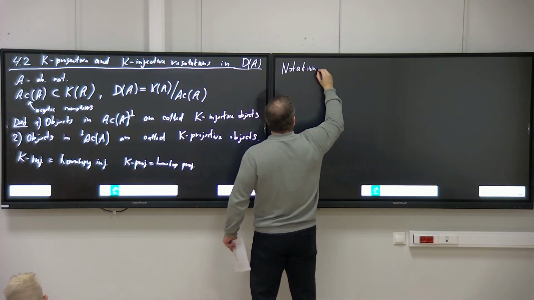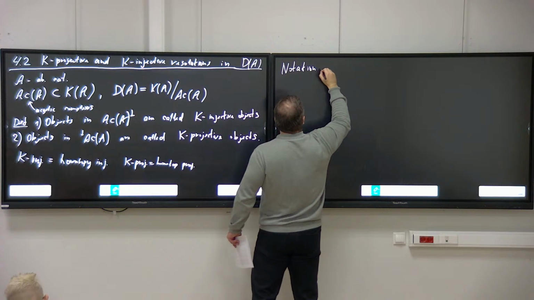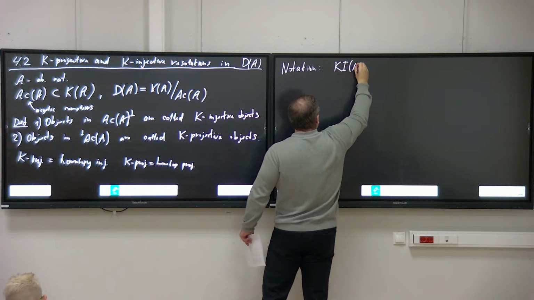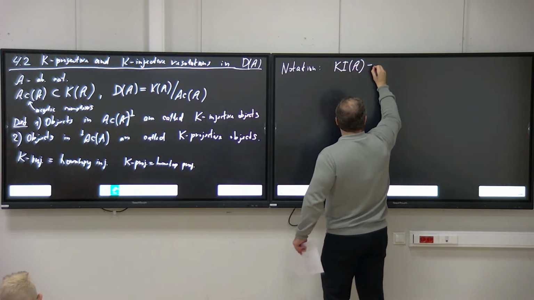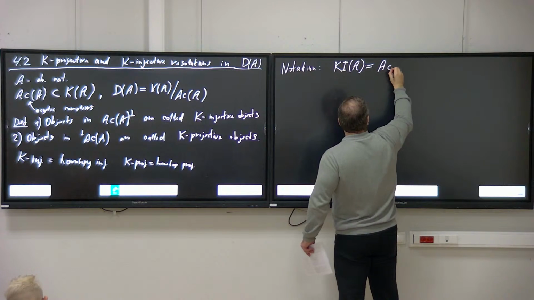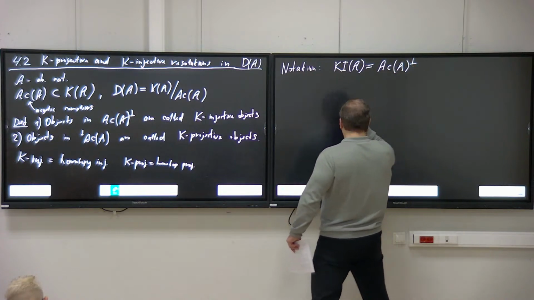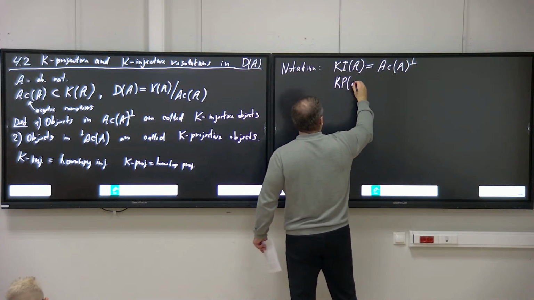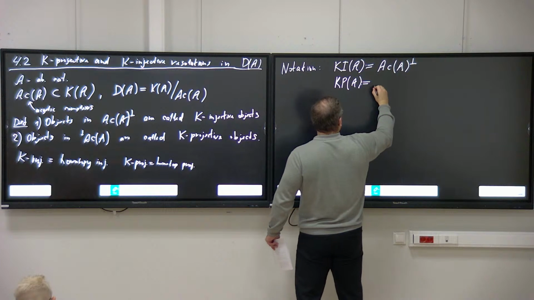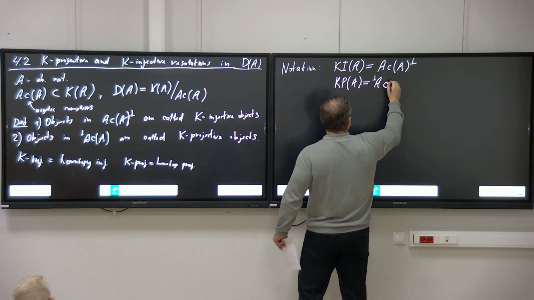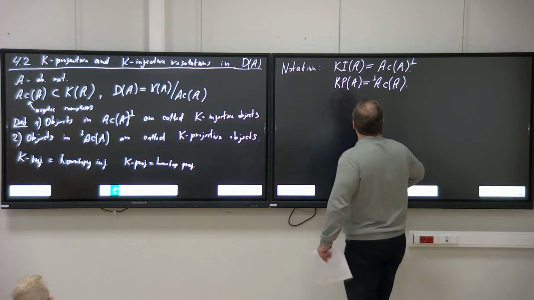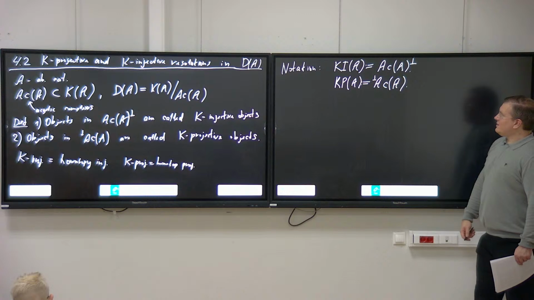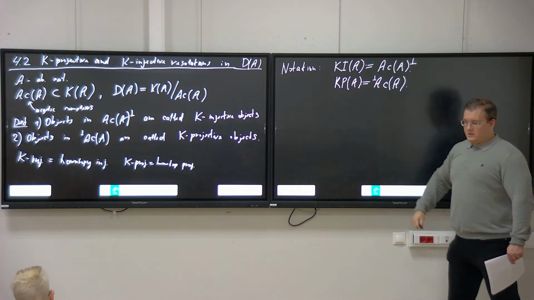Since we're going to use these subcategories many times, I want to say that Ki of the abelian category A is by definition the right orthogonal of the subcategory of acyclic complexes, and Kp of A will be by definition the left orthogonal of AC. This is not the standard notation, but it is my notation; it is short and indicates what you consider, K-injective and K-projective.